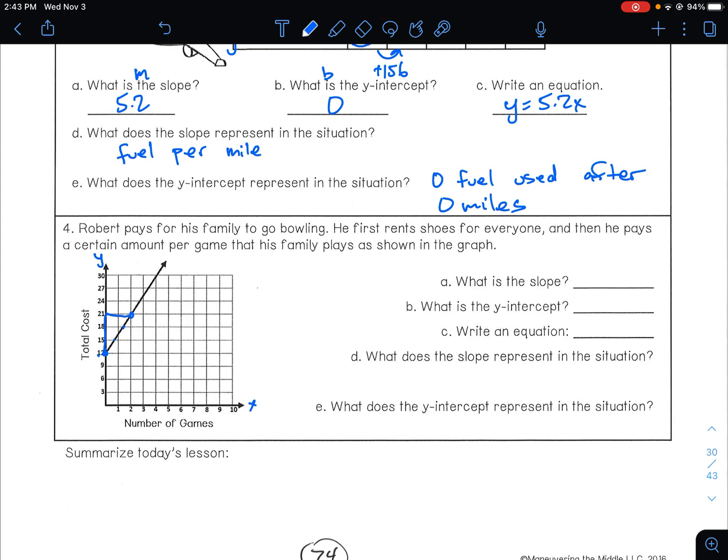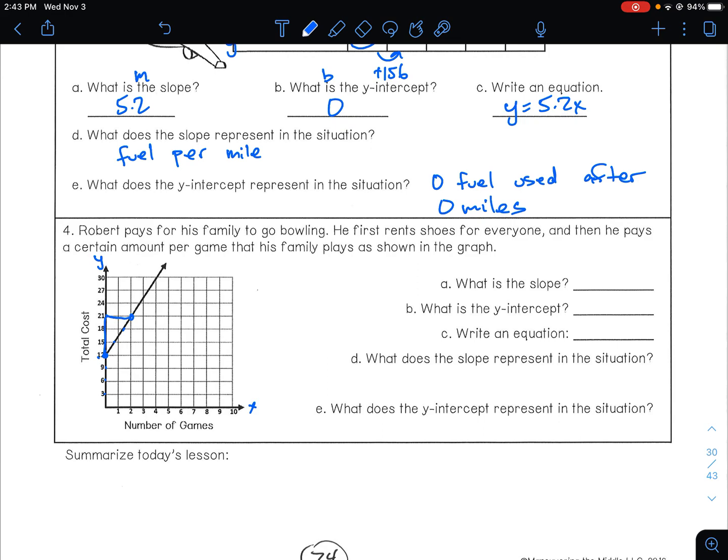We go from 12 to 21 because each square is worth 3. So 12 to 21, that is a change of 9. So we rise 9 and we run 2, and it looks like it is 2 because we go from 0 to 2. So rise over run is 9 over 2. You may have also written 4.5. Because this is money, the total cost, that would be $4.50. That would be the slope: $4.50 is the total cost per game.